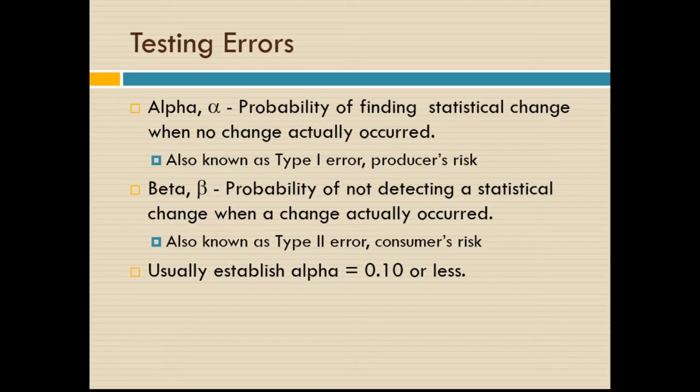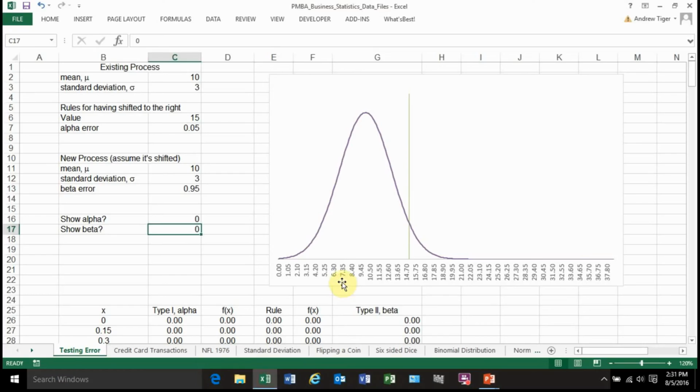I'll just say up front, even after we go over these complicated graphs I'm about ready to show you, by convention, we establish alpha to be 0.10. We try to set it up to be 10% or less. Beta is really a function of what we're concerned with, how much it would shift to, and I'll show you what I mean by that in this spreadsheet. So I've got a spreadsheet out there called testing error.